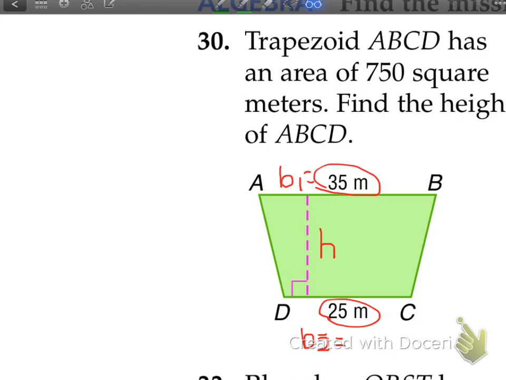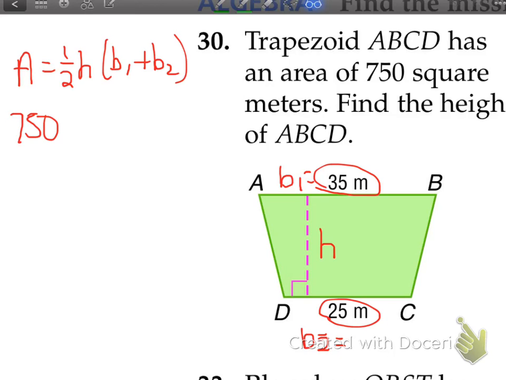Go grab the formula. It says the area is 1/2 of the height. We don't know the height. Well, it's 1/2 the height times the bases added. So that's the formula you should have written down. So now substitute. In the place of area, put 750 because that's the area. Equals 1/2 of the height. Well, the height I don't know. That's what I'm trying to find, so I'll leave a variable. But I know the two bases. I can just fill them in. They are 35 plus 25.